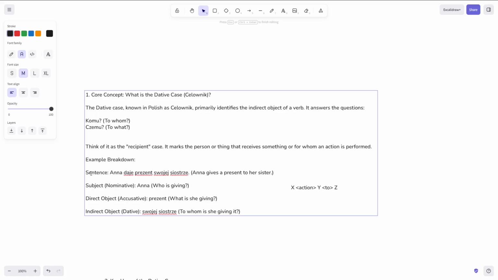So for example, when you have a sentence, Anna gives a present to her sister, okay? Or in Polish, Anna daje prezent swojej siostrze. The subject in this whole sentence is usually the first word in a sentence. It is in the nominative case, it is Anna. Okay? So it's the first noun that answers the question of who is doing an action in this sentence, okay? So boom. We're starting off with Anna, and then the action will follow, okay?